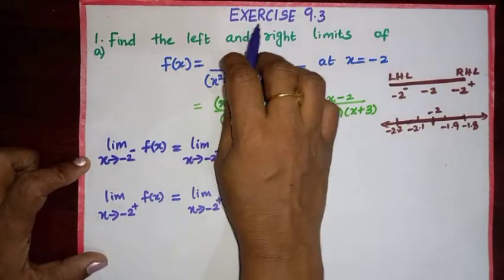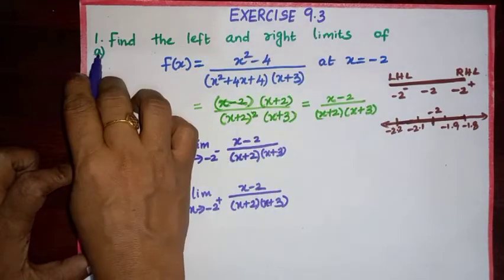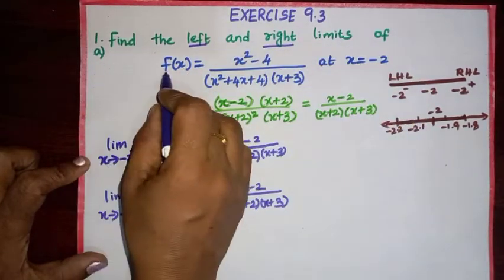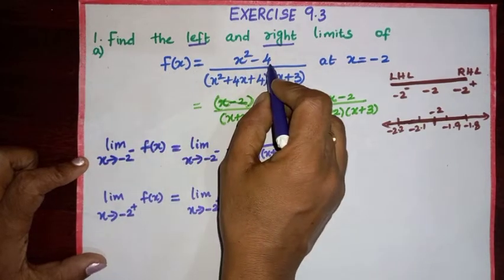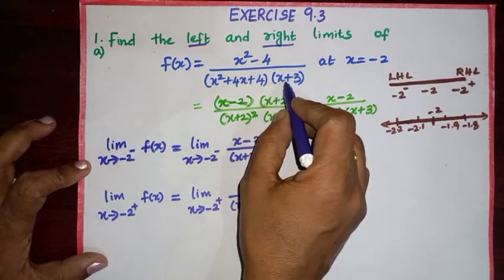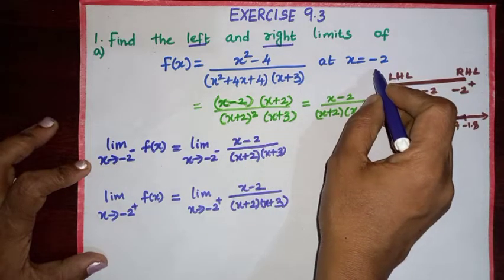Now we are going to see exercise 9.5, question number 1. Find the left and right limits of f of x equal to x square minus 4 by x square plus 4x plus 4 into x plus 3 at x equal to minus 2.